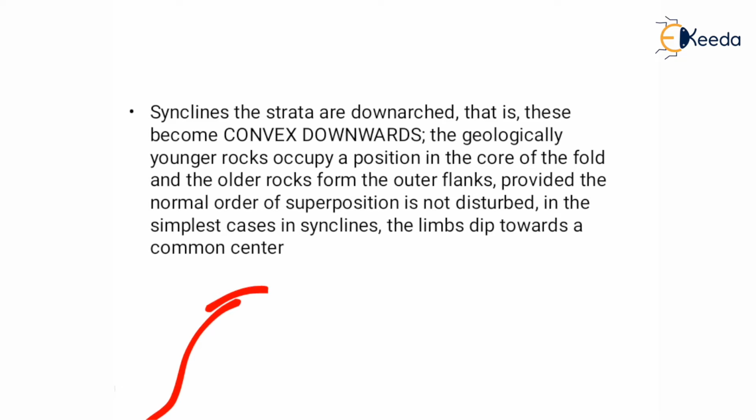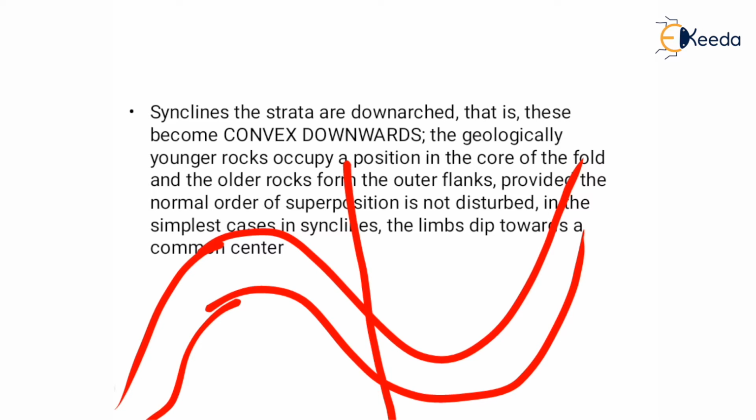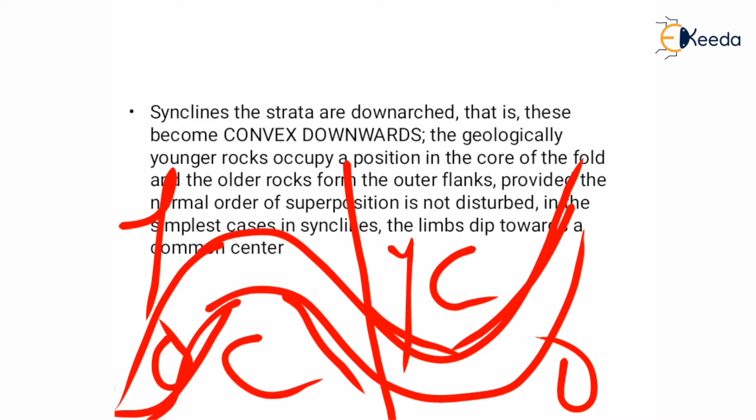The main thing is to remember only one thing. This is an anticline and this is a syncline. Limbs are moving away from each other here, and here the limbs are moving towards the center. This is the core part, in which the older formation is present at the core and younger at the top, and in a syncline the younger is present at the core region and the older at the outer region of the fold. This is both anticline and syncline.